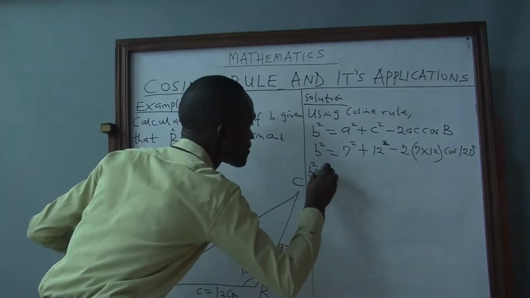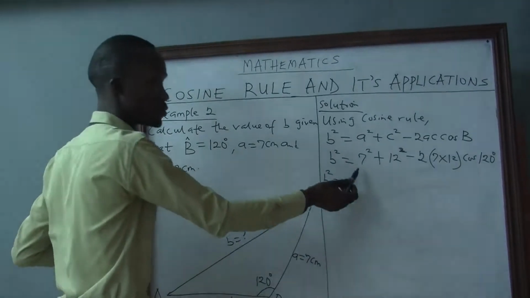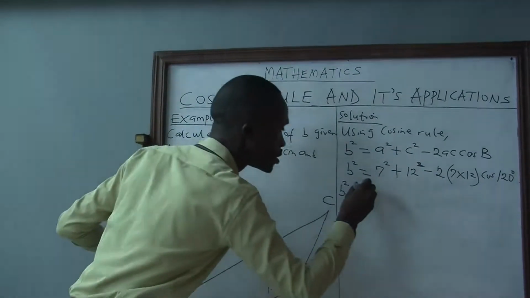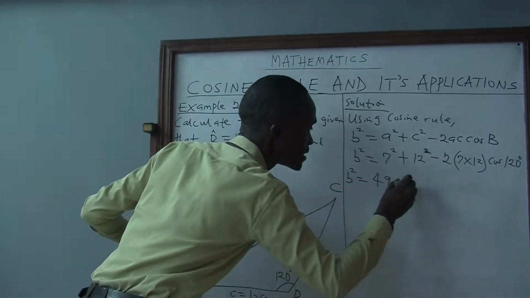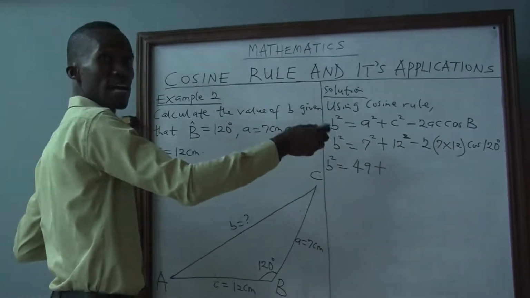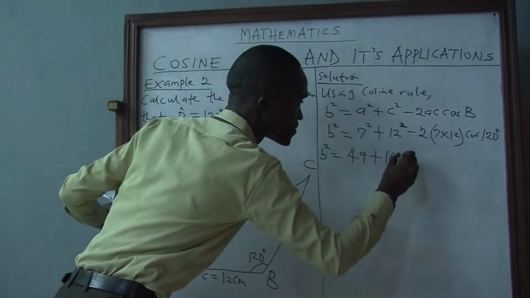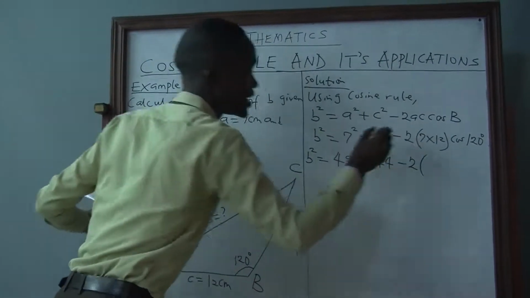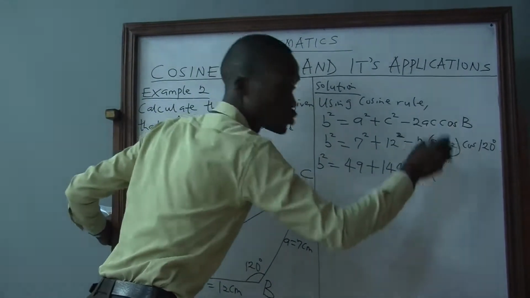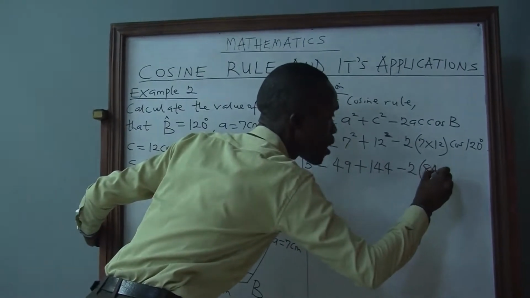From here, we have the square of 7 is 7 multiplied by 7, which will give us 49. Square of 12, that is 12 multiplied by 12. That will give us 144, minus 2 into 7 multiplied by 12, which will give us 84.